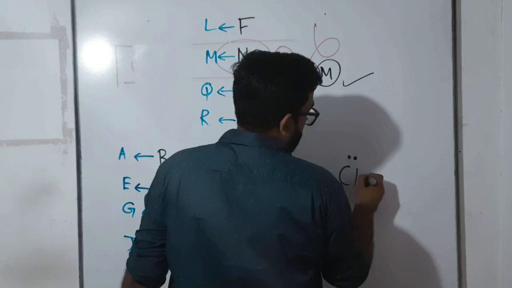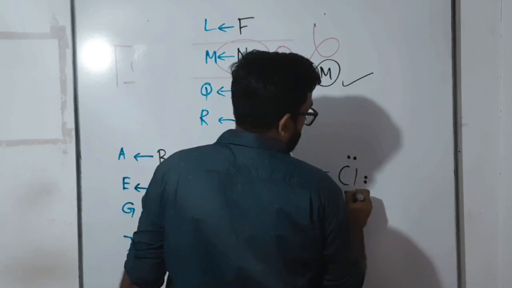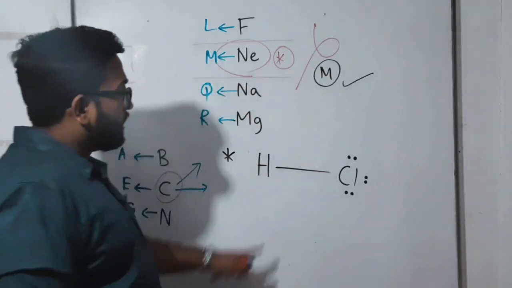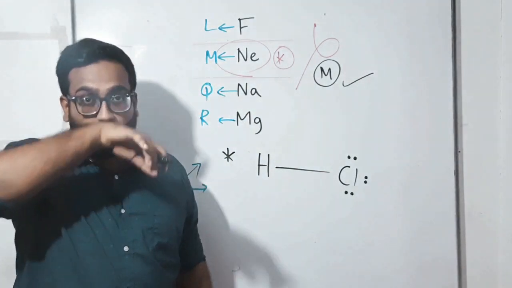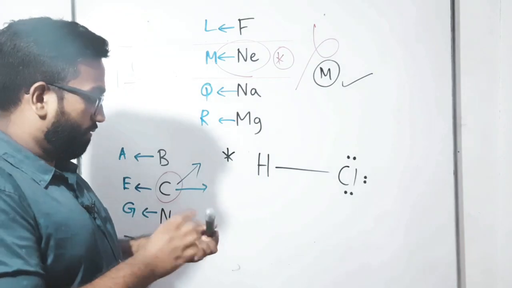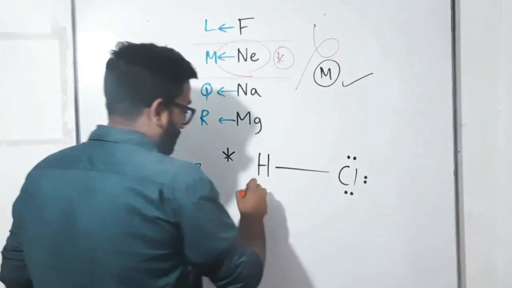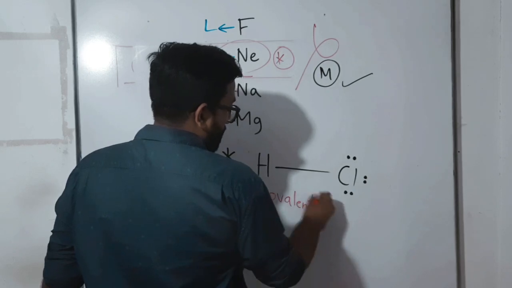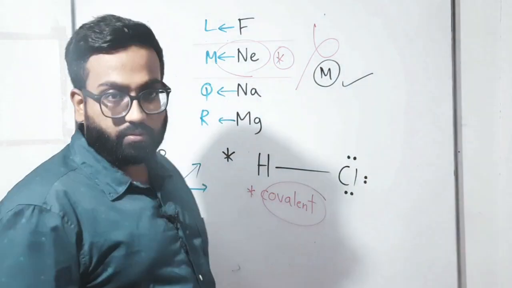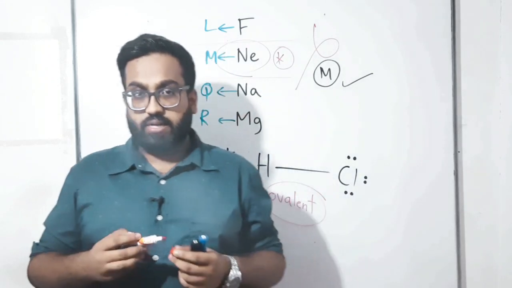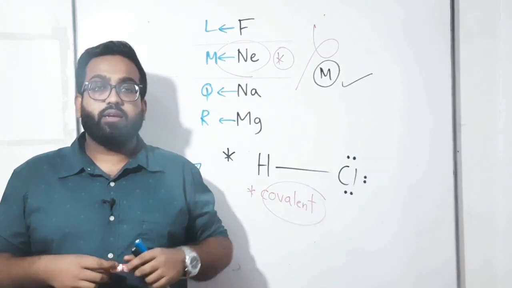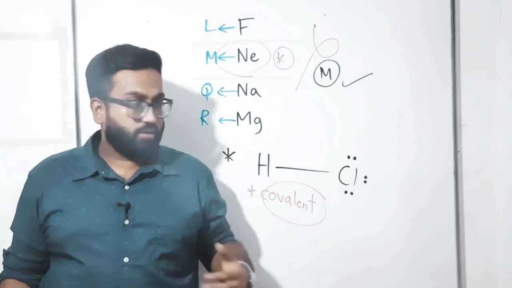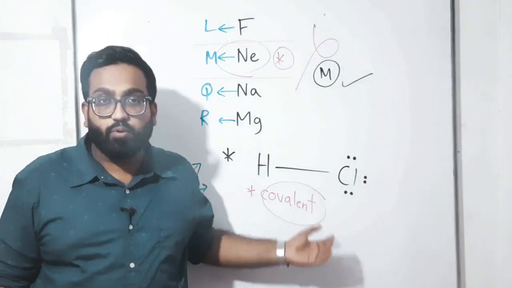Chlorine should contain 8 electrons in the final energy level. So, 1, 2, 3, 4, 5, 6, 7, 8. Can you see the line here? Now, what is the bond? Covalent bond, right? Covalent bond. Children, please take the red pen and put a note here. If you discuss anything regarding electronegativity, your answer should start with this word, covalent bond.